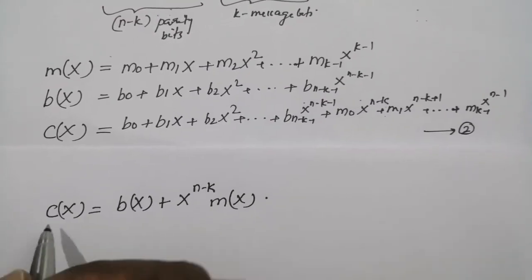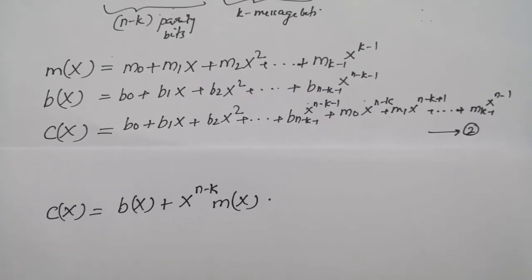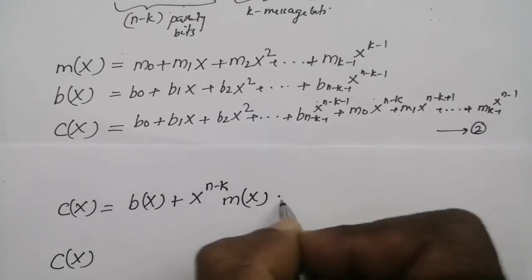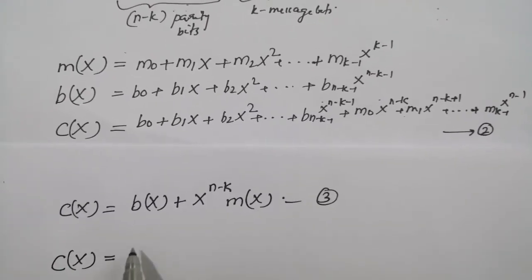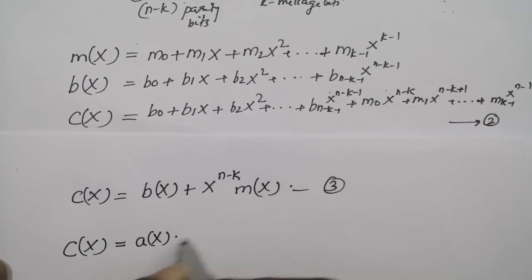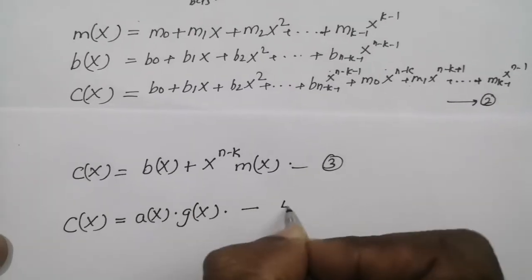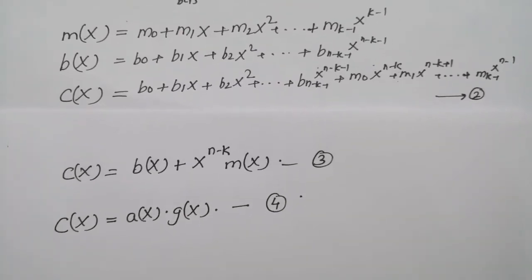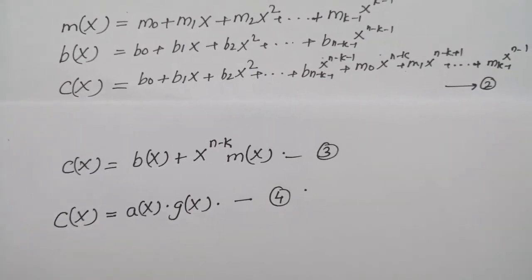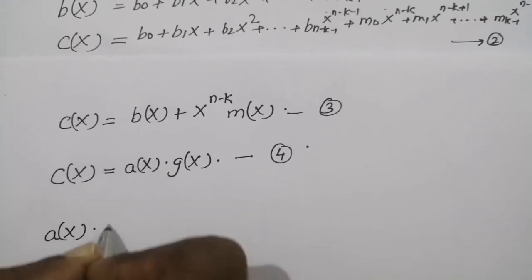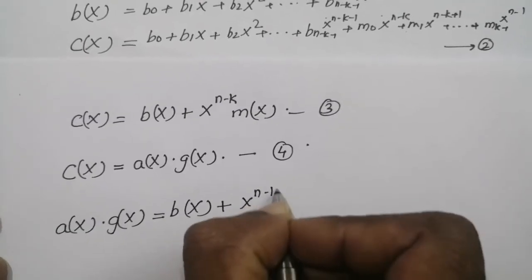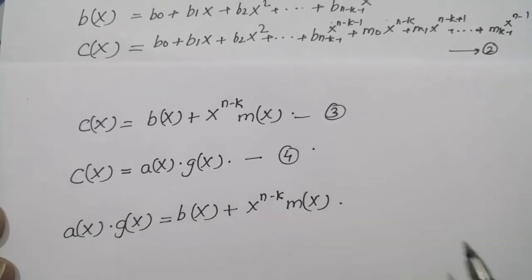So this is equation number 3. Again, we know that the code polynomial c of x should be a factor of the generator polynomial g of x. That is, c of x can be written as a of x into g of x. This is equation number 4. Now, combining equations 3 and 4, we can write a of x into g of x equal to b of x plus x raised to n minus k into m of x.